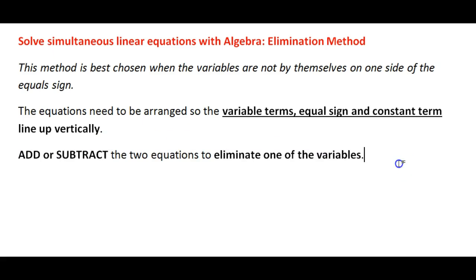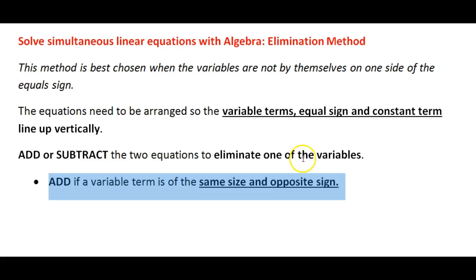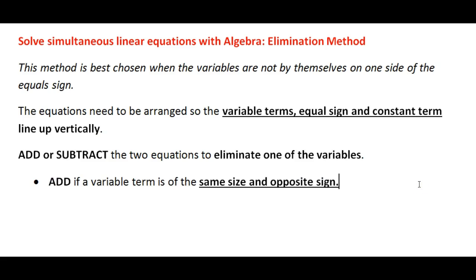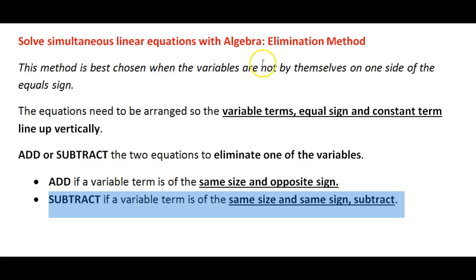Now, the way we achieve this is we're going to add or subtract the two equations to eliminate one of the variables. And we add if the variable term is of the same size and opposite in sign. And we subtract if the variable term is of the same size and same sign.